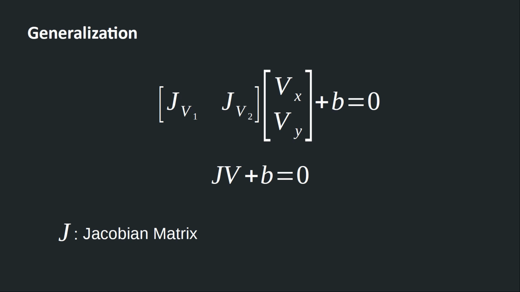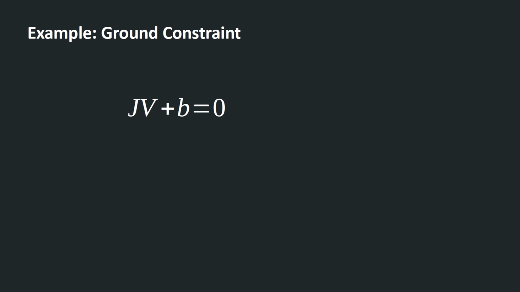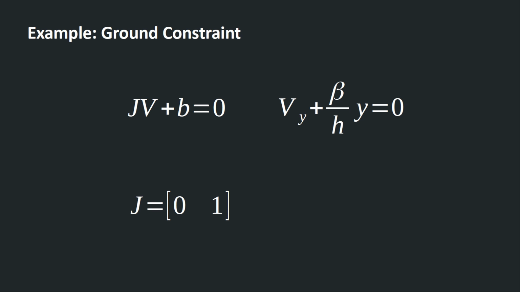J is the Jacobian matrix. I sometimes just call it Jacobian. V is the velocity matrix. B is the bias term. Using the ground constraint example again, let's look at what J and B are. We already know that V is the velocity matrix. Recall this is our equation for velocity constraint. If we compare the terms, we can see that J is [0, 1], and B is the Baumgarte stabilization term.